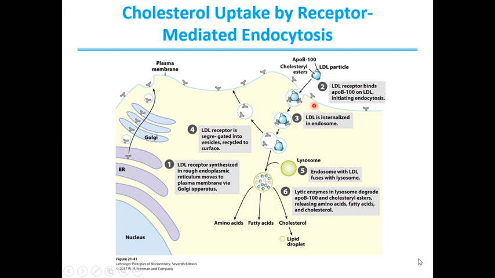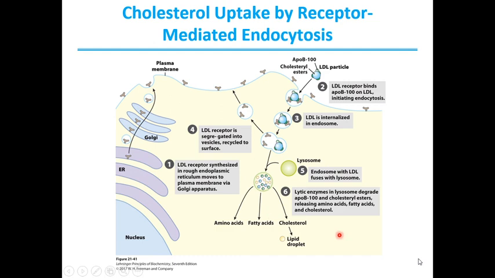As a result of endocytosis, LDL is internalized in endosomes. The receptor-containing portions of the endosome membrane are separated and these receptors are transported back to the plasma membrane for further binding of other LDL particles. The endosomes with LDL particles then fuse with lysosomes. Lysosomes contain lytic enzymes that degrade ApoB100, the proteins, and cholesterol esters, thus releasing amino acids, fatty acids, and cholesterol.